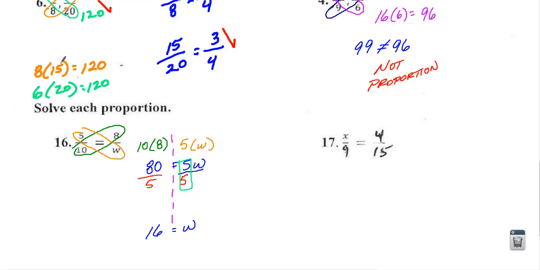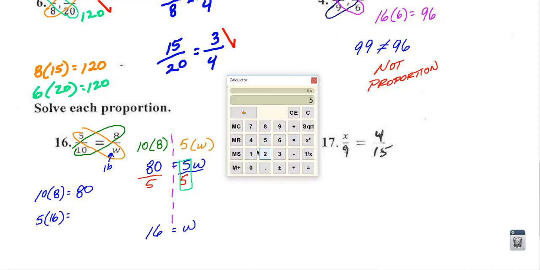Now I can use what I learned in the last set of problems to check my work on this. And here's how I would check my work. I'd say 10 times 8 is 80. If my answer is correct, if this is 16, then 5 times 16 should also be 80. I'll just use my calculator to prove it. 5 times 16, look at that, also 80. I know that that answer works. I know that I like that answer. Give it a check mark, make that a smiley face. 16 is a good answer, good solution to that problem.